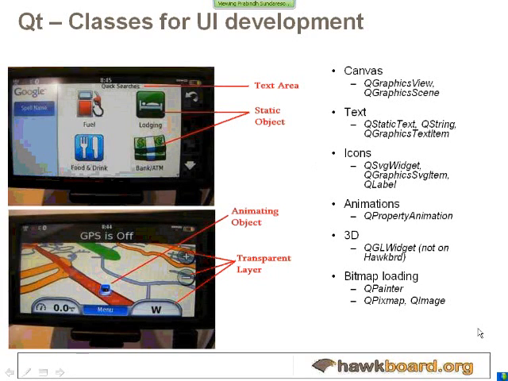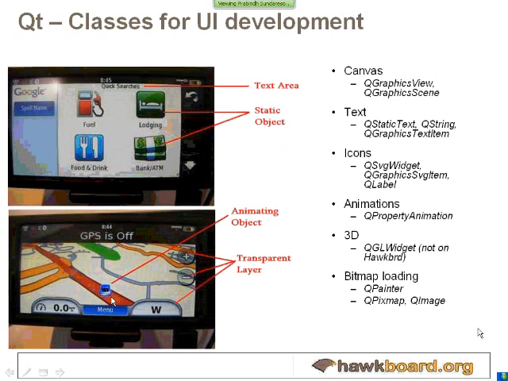So moving on to the next. In this slide, I wanted to summarize some of the key classes that you will come across for developing a UI. On the left side, I have a screenshot of a typical GPS unit, which has several components of a UI.